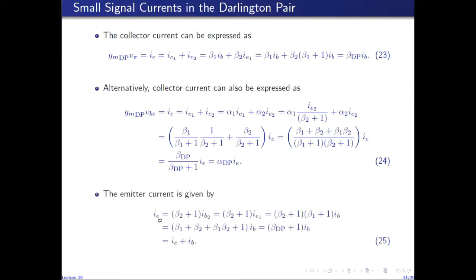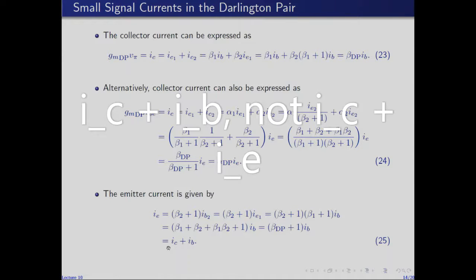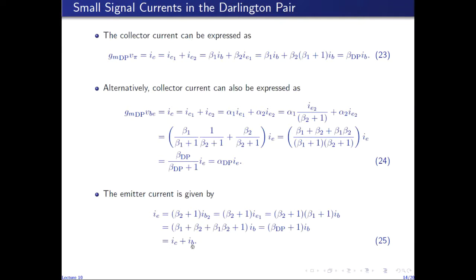Moreover, I can represent the total emitter current, which is IE2, in terms of the base current of the second transistor through this relation. Since the base current of the second transistor is IE1, I can represent IE1 in terms of the total input current IB through beta 1 plus 1. So I can open this factor up, and this term is beta dP. So beta dP IB plus IB is IC plus IB, because IC is beta dP times IB. So I can represent small signal emitter current as the sum of small signal collector current and the small signal base current.